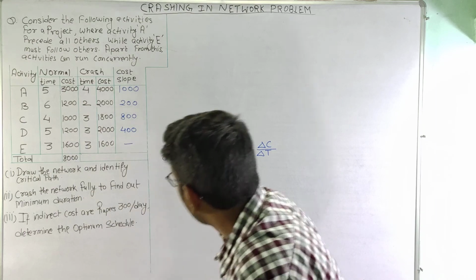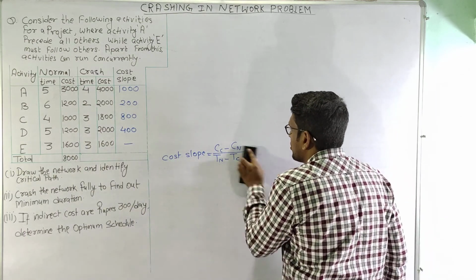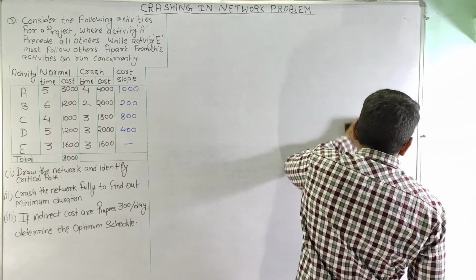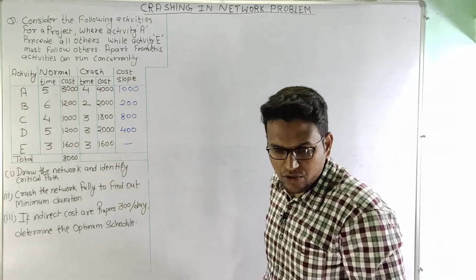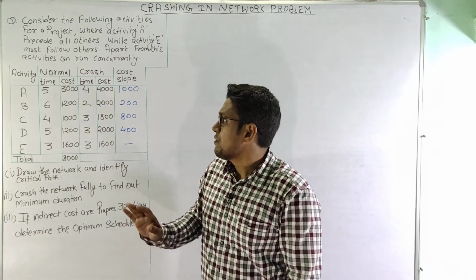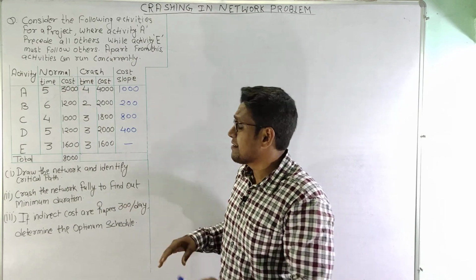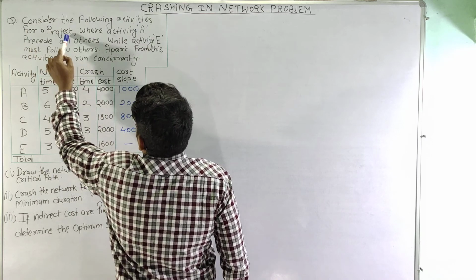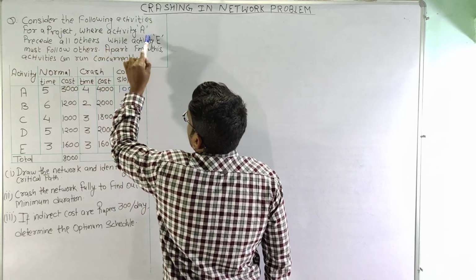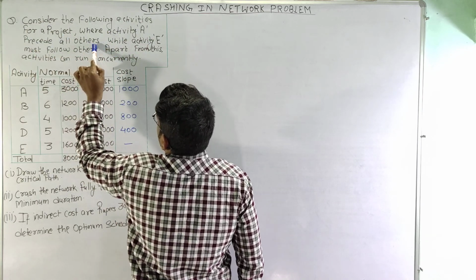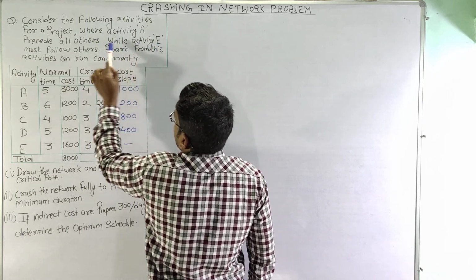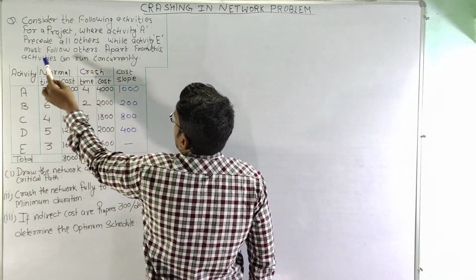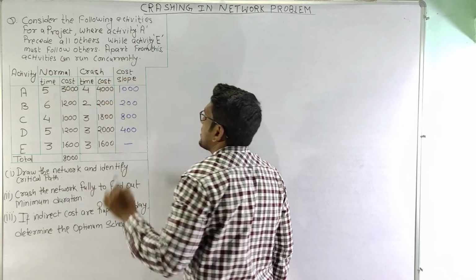So we have seen the basics we need to calculate the values to crash the activities. Let us start solving a question. Our problem says: consider the following activities for a project where activity A precedes all others while activity B must follow others. Apart from this, activities can run concurrently.